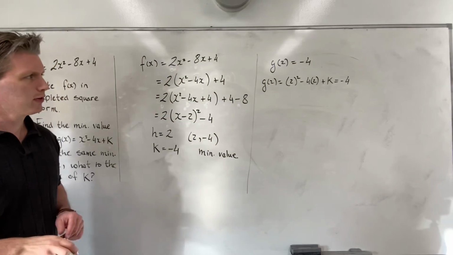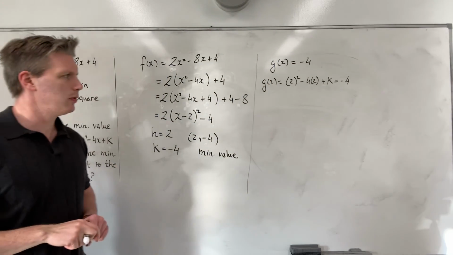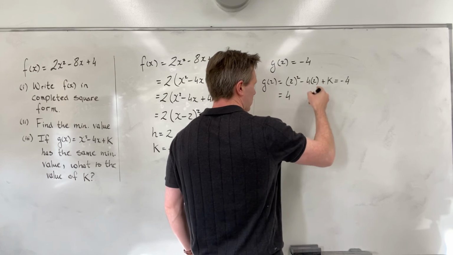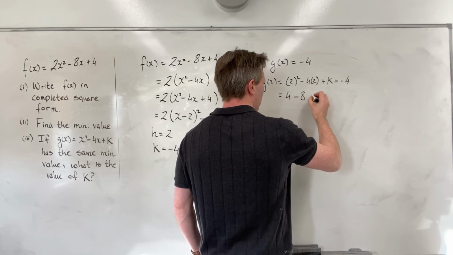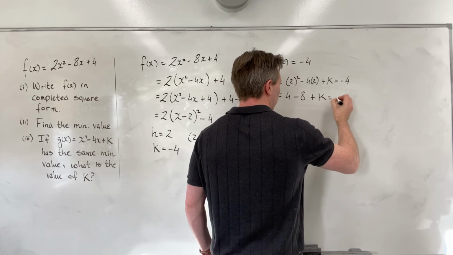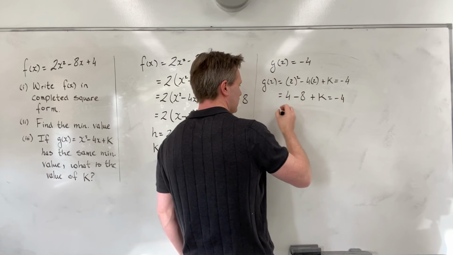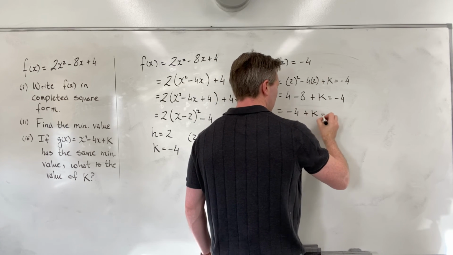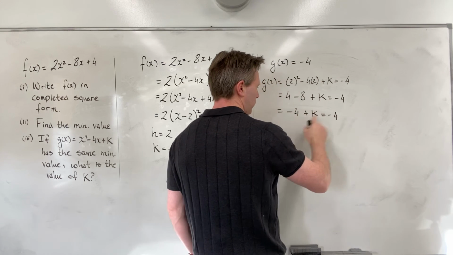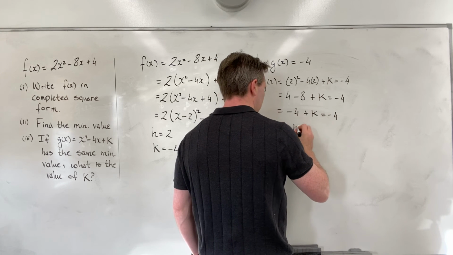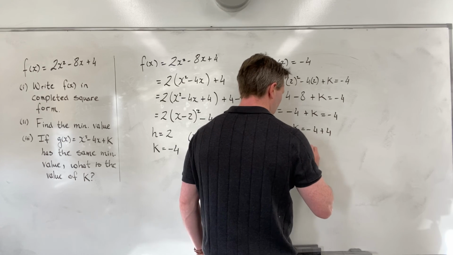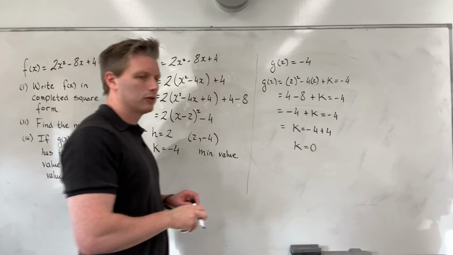And so I can just solve this. I have one equation with one unknown, so I can solve it. 2 squared is 4. 4 times 2, that's 8. Negative 8 plus k is equal to negative 4. 4 minus 8, that's minus 4. Plus k is negative 4. I'll add 4 to both sides, and I get that k is equal to negative 4 plus 4, or k is equal to 0.